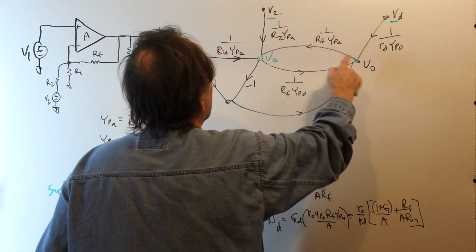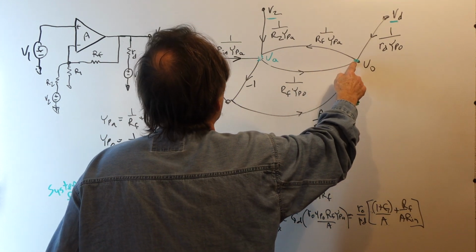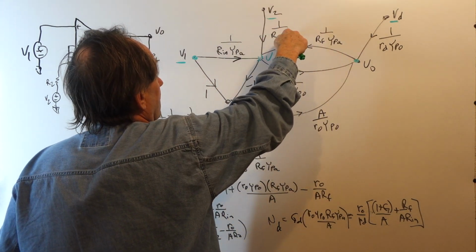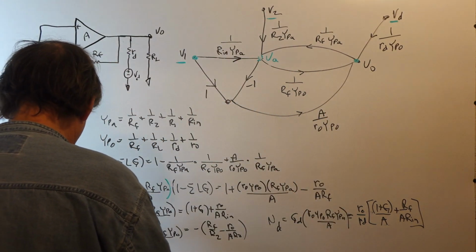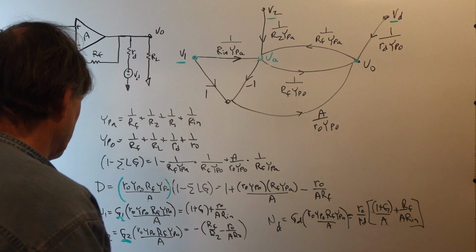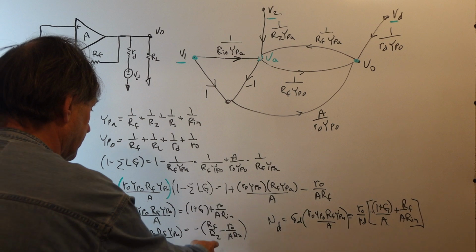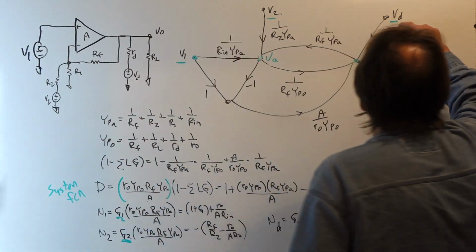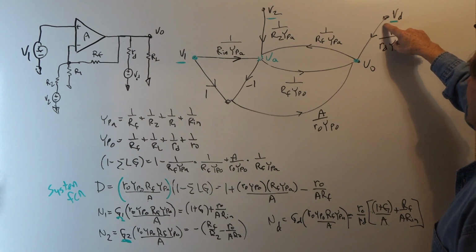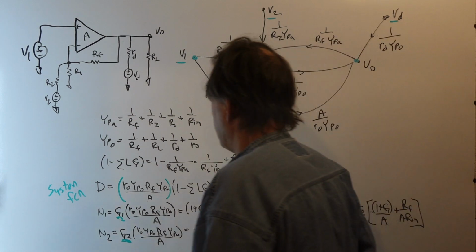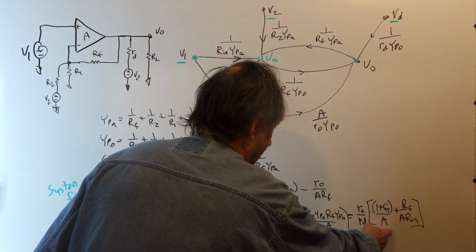Then, for source 2, for its forward gain, there are 2 paths. There's this path, so 1 over R2 YPA times 1 over RF YPO, and then it's 1 over R2 YPA times minus 1 times A over RO YPO. And then if you perform those operations, you'll get this value here. And the same thing for source VD. There's only one forward path, and that's 1 over RD YPO. And if you perform that, you'll get that.